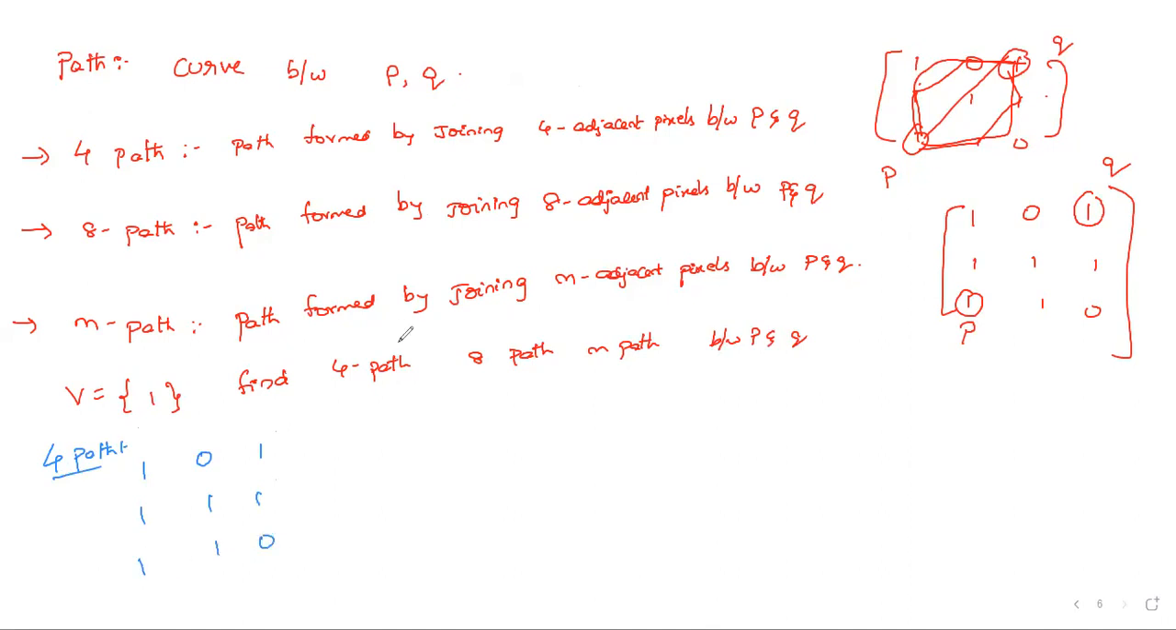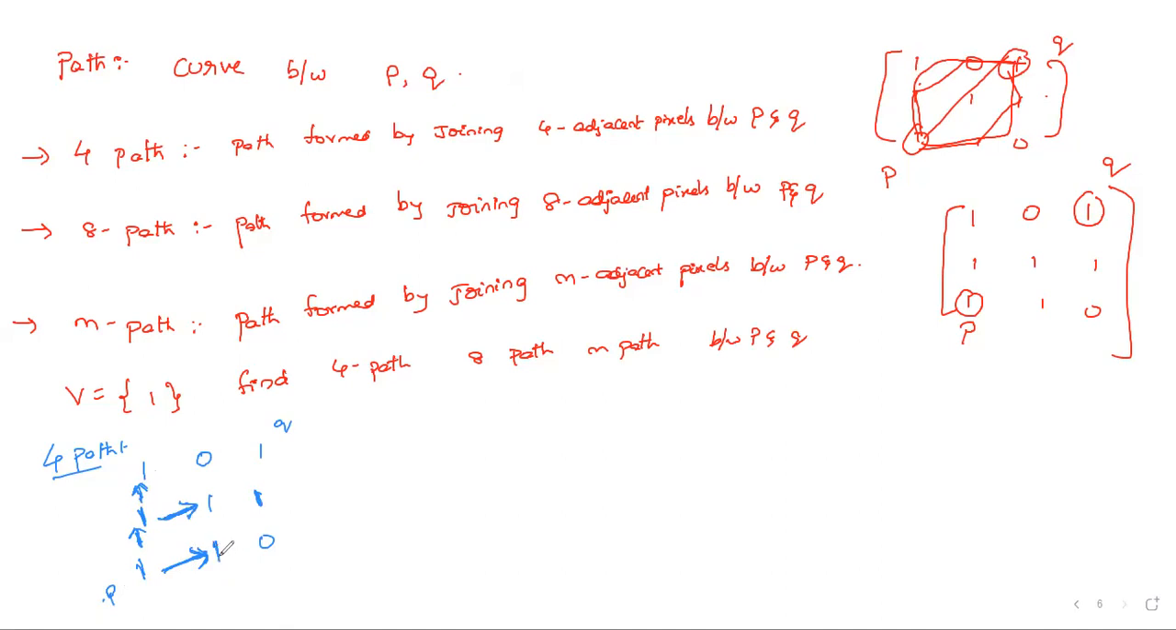110. So 4 path. 4 path means what? 4 neighbor pixels, 4 adjacent pixels. Here V is 1. So for this P, the possible horizontal vertical pixels are what? These two, right? Now for this one, what is possible 4 path? This one and this one, right? This one and this one.